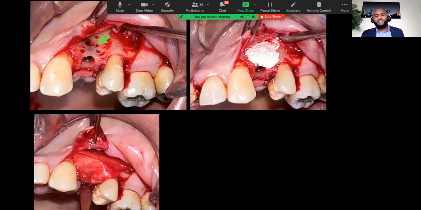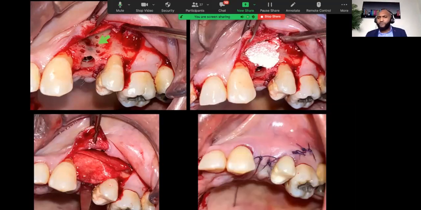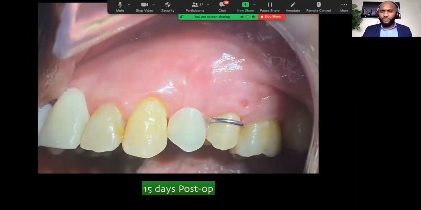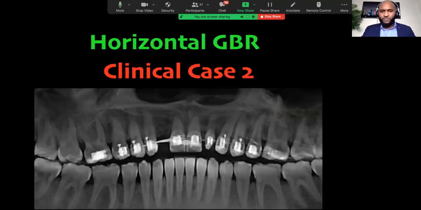Then on top of that, we have the membrane. Now, the membrane, as advocated in the GBR principles by Danny Buser's group, is a double layer membrane, to stabilize and be sure that you have nicely covered your bone substitute material. And of course, on top of all that, you need to ensure that you have tension-free closure.